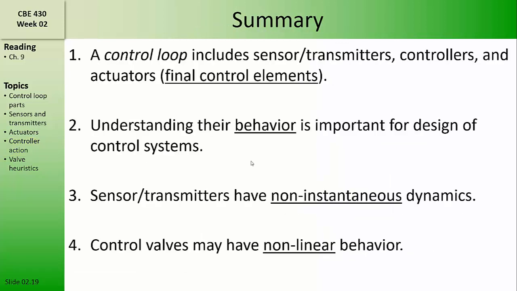In Chapter 9 of the CBORD text, we described all of the elements of the control loop, which include sensor transmitters, controllers, actuators, and the process itself. The actuators are also called final control elements and are usually control valves. Understanding the behavior of all of these components of the control loop is important for the design of control systems. Most sensor transmitters have non-instantaneous dynamics, and most control valves, when they're installed, have some non-linearity in their behavior. So we talked about the design of control valves and pairing control valves with either direct acting or reverse acting controllers.